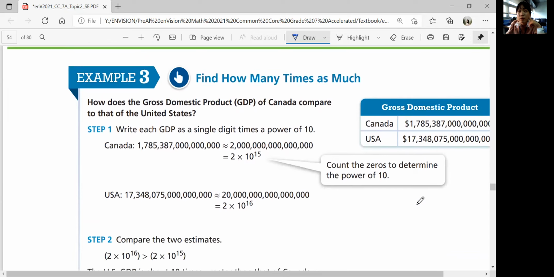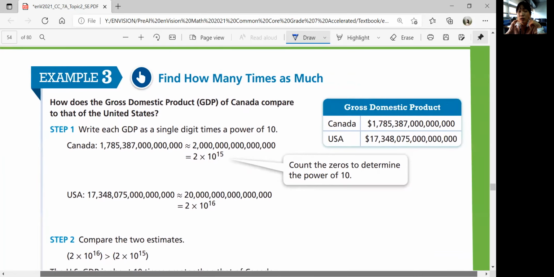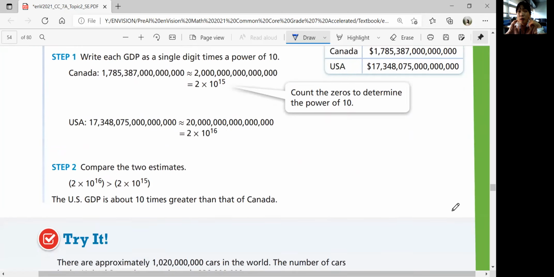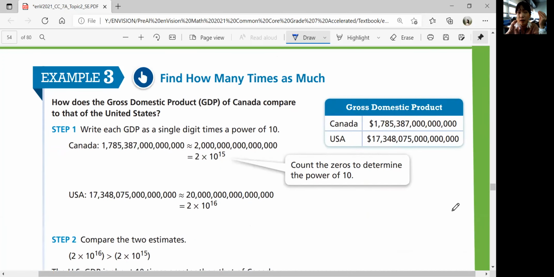Okay, look at example 3. Find how many times as much. So this is where it comes to how many times as much. I know it's bigger or I know it's smaller, but how many times as much is this bigger or is this smaller, right? So how does the gross domestic product, GDP, of Canada compare to that of the United States from the information given? We have a really big number because it's a GDP for the whole country.